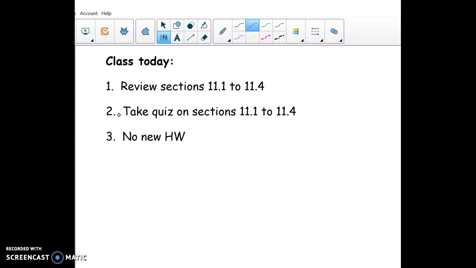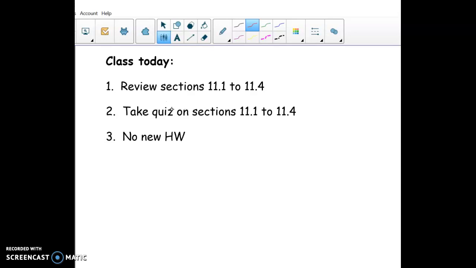All right, in this lesson, we will be reviewing sections 11.1 to 11.4 on basic probability for the most part, what's in here. And then you'll take a quiz on the same sections and then no new assignment. So it's just going to be a bunch of random questions mixed together. I'm going to throw them at you.